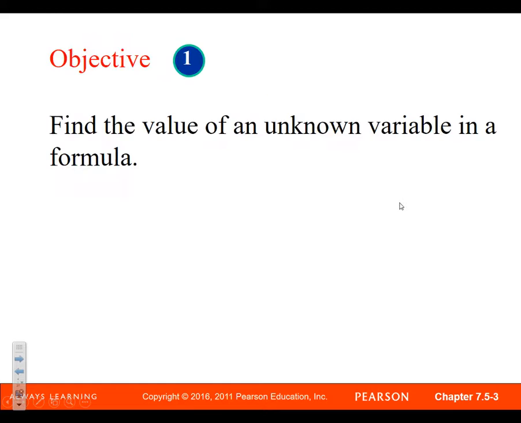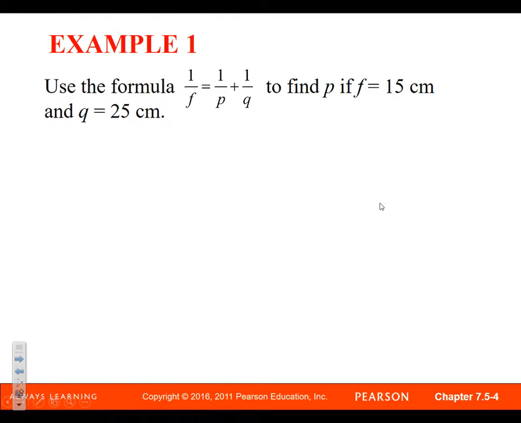All right, let's start by finding the value of an unknown variable in the formula. We have this formula, 1 over f is equal to 1 over p plus 1 over q. Find p, if f is 15 centimeters and q is 25 centimeters. This is very similar to what you've done before. They've already given us two values. We just need to solve for the one that we don't know, right?